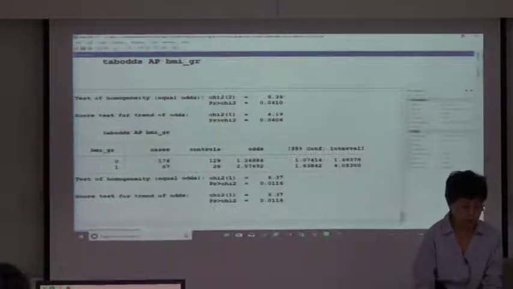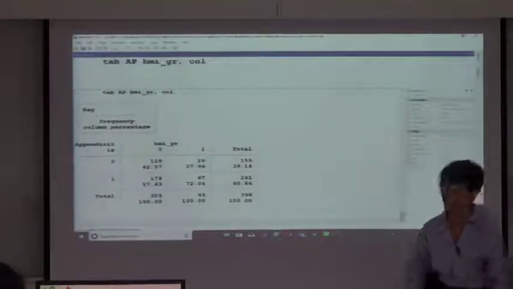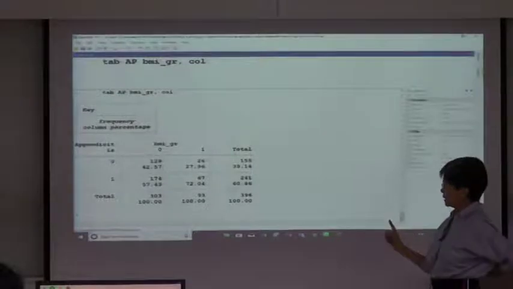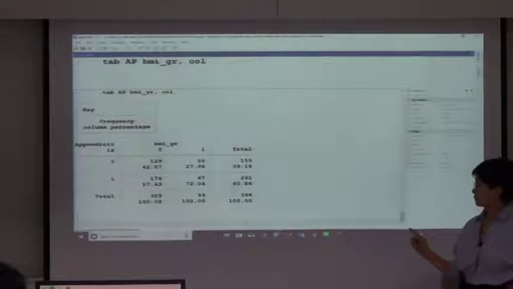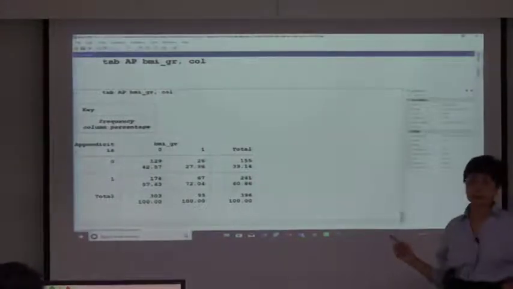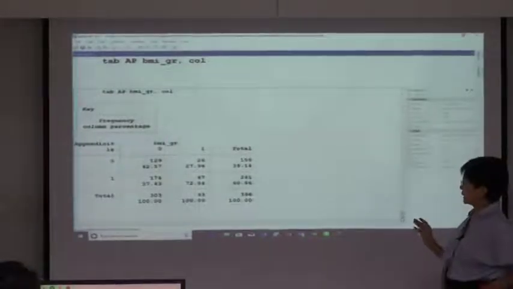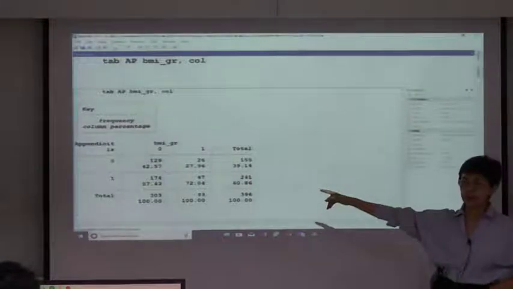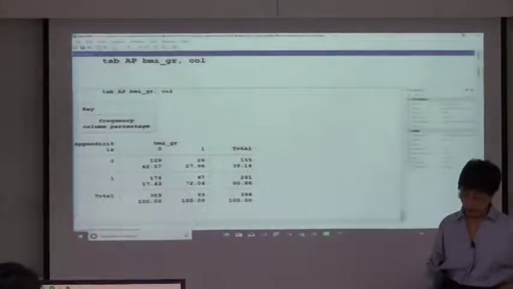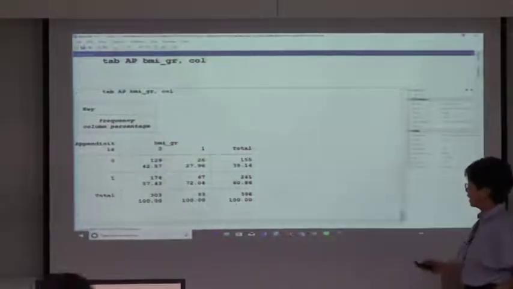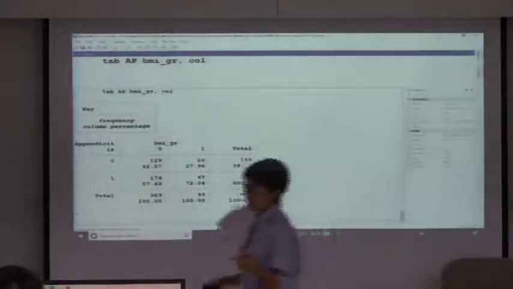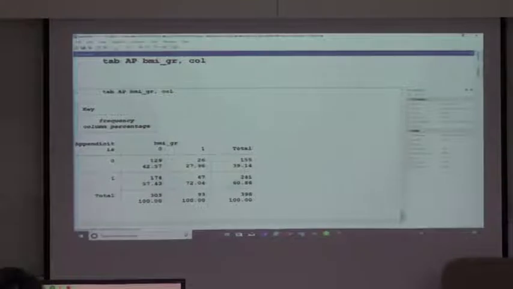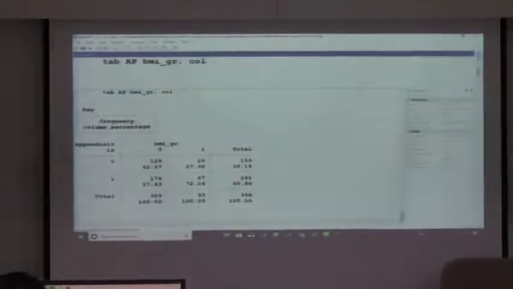Or you can use the general tabulate command: AP, BMI, and then you need the percentage by column. So 72% compared to 57%. That is, having appendicitis is higher in obesity compared to normal or lower BMI. And we know that the higher BMI, compared to normal BMI, is more likely to have appendicitis or inflammation.